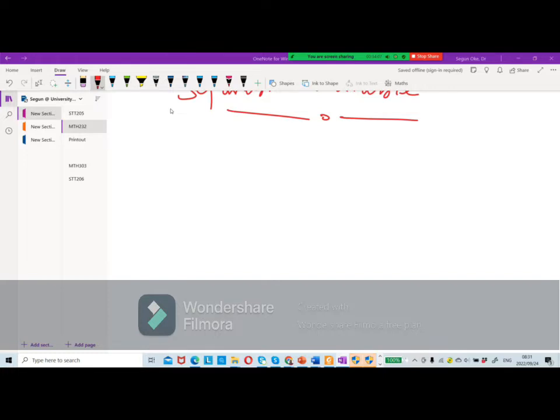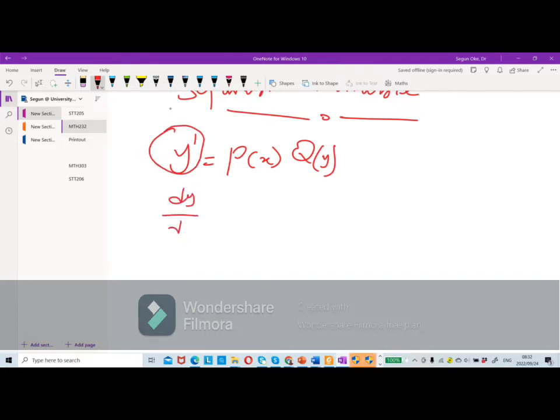So let's look at the example. When you have y prime equals p of x, q of y. The steps to take: first, when you have an equation like this, you have to turn it to dy/dx or dy/dt, depending on the other things that you are given. So it will be in this form.